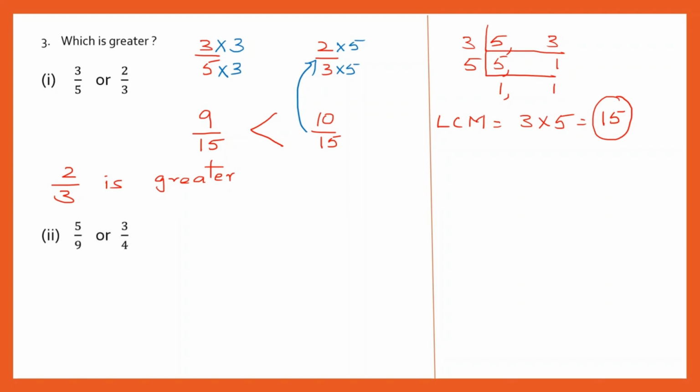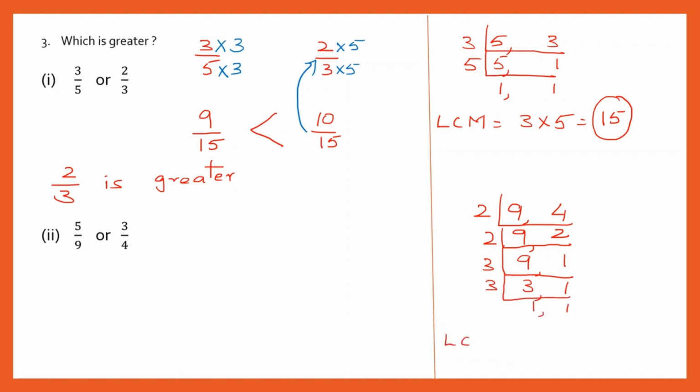Question 2. Two unlike fractions again. Let's find the LCM. 9 and 4 are the denominators. We're going to find the LCM starting with 2. I bring down 9. 2 2s are 4. I'm going to use 2 again. Bring down 9. 2 1s are 2. Now I move to 3. 3 3s are 9. I continue with 3. 3 1s are 3. Now let's find the LCM.